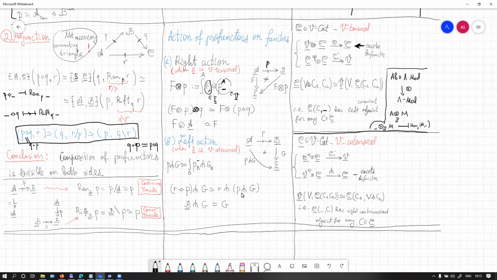Why? Because you can check by hand that F tensor P tensor Q is isomorphic to F tensor P composition Q, and this formula is written precisely in a way how it appears. If you were writing tensoring with P on the other side, then first you would be tensoring with P, but then with Q, so you would get a little mess. And tensoring with the trivial profunctor, of course, gives you the same functor.